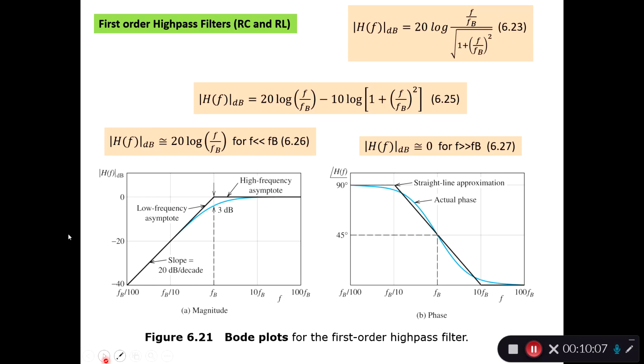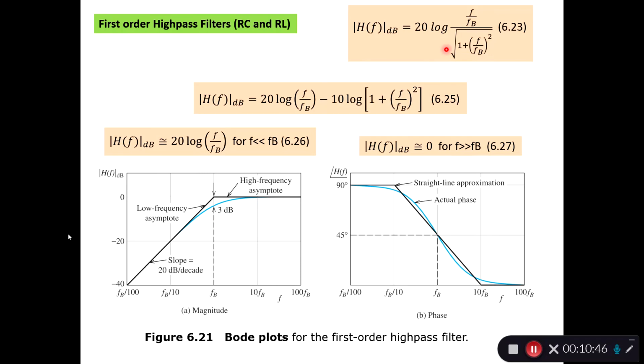If we want to have the Bode plot, we need to get the magnitude in dB. So we take our magnitude equation and take the logarithm of everything times 20. Applying the logarithmic math rules on this equation, we get 20 log of f over fb because it's on the top of the fraction, and then we get minus 20 log the square root of 1 plus fb.